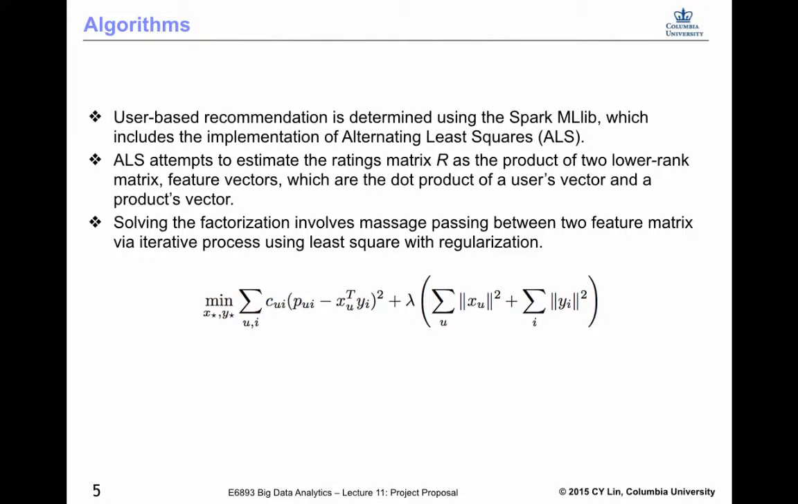For the algorithms part, user-based recommendation is determined using the Spark machine learning library, which includes the implementation of alternating least squares. The ALS attempts to estimate the ratings matrix R as a product of 2 lower rank matrices, feature vectors, which are the dot product of the user's vector and the product vector. Solving the factorization involves message passing between the 2 feature matrices via an iterative process using least squares with regularization. So the key formula in this algorithm is the formula presented on this page. It has a regularization term to prevent the overfitting problem.